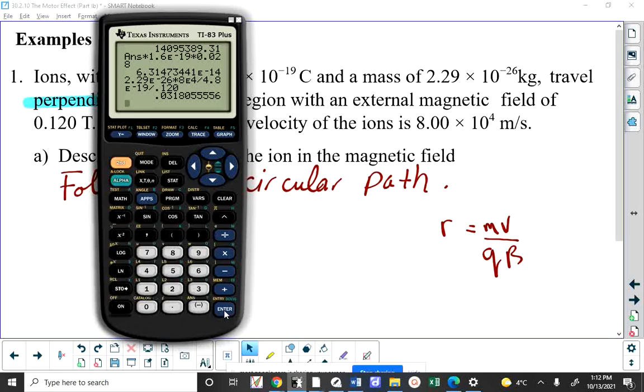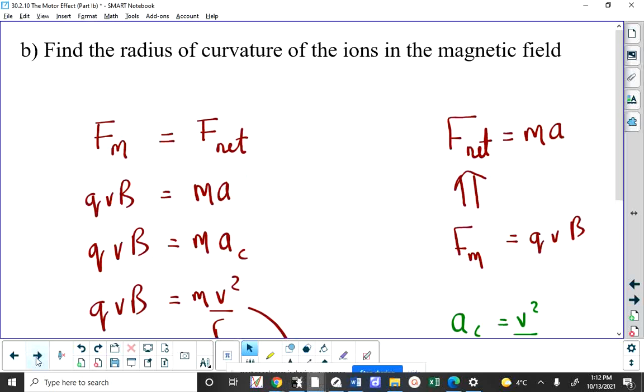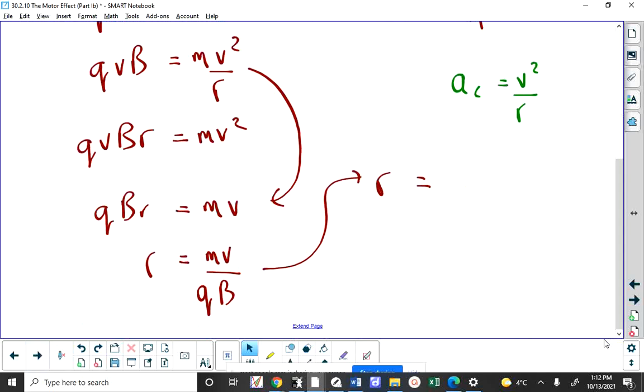So I get this number, 3.18 times 10 to the negative 2 meters. Anybody else? So about 3.2 centimeters is the answer to the question for B. Any questions with B?